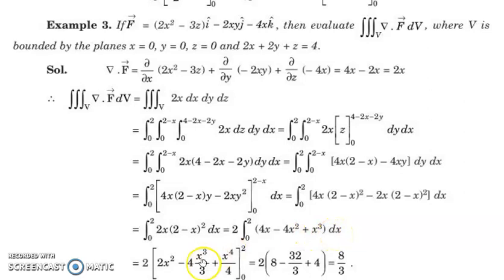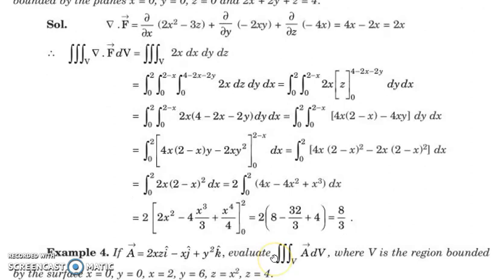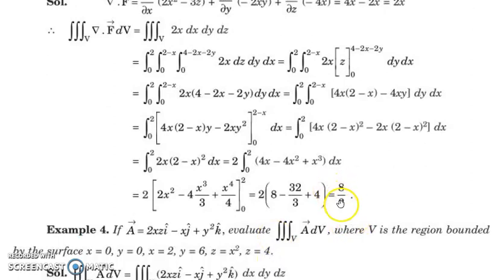And now on integrating, you will get 2 x square minus 4x cube by 3 plus x raised to 4 by 4, where the limit varies from 0 to 2. So on applying the limits, we are going to get 8 by 3. So that is the required integral.